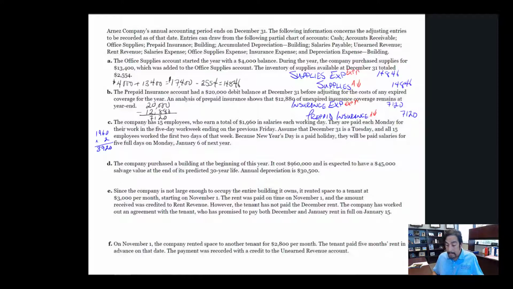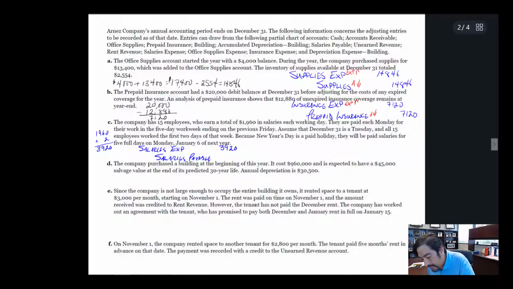So our journal entry is going to be a debit to salary expense for $39.20 and a credit to salaries payable. This is an expense that's happened, but we haven't paid it yet. We're going to pay it on next payday in next year. So right now I'm going to record it as salaries payable.